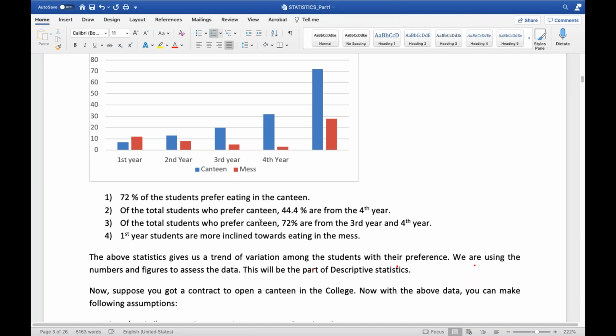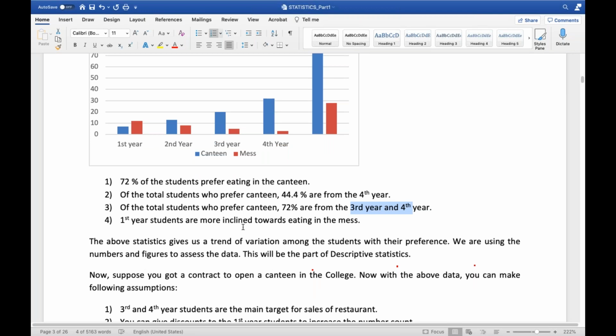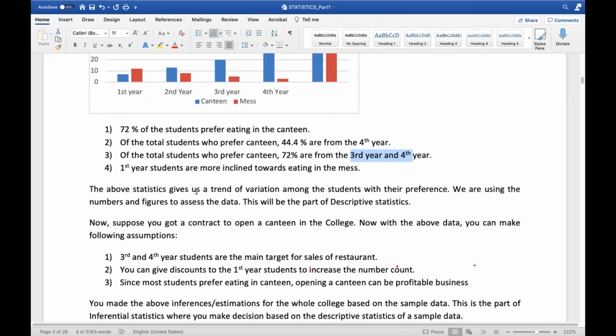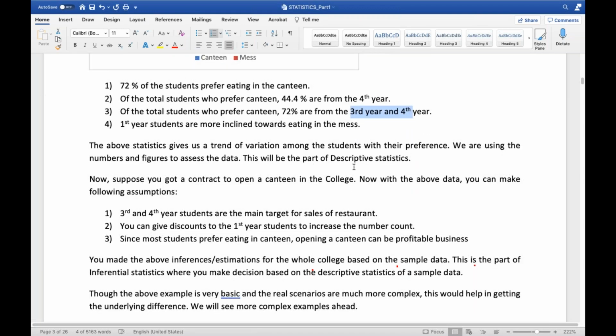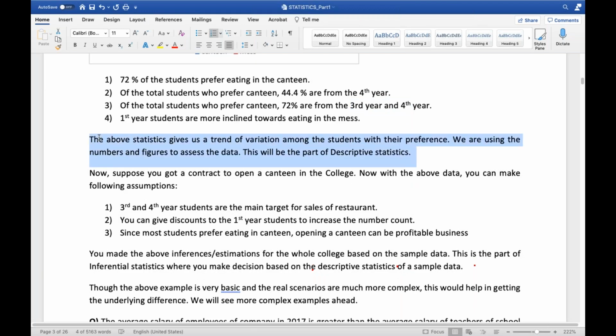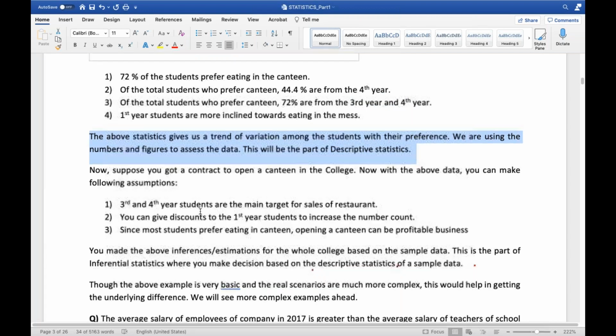Okay, of the total students who prefer the canteen, 72 are from the third and fourth year. Out of this, first year students are more inclined towards eating in the mess, right? So that's what the above statistics will give you: a trend of variation among the students with their preferences. We are using numbers and figures to assess the data. It is part of the descriptive statistics only.